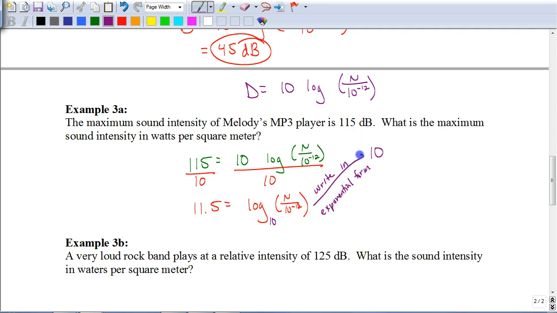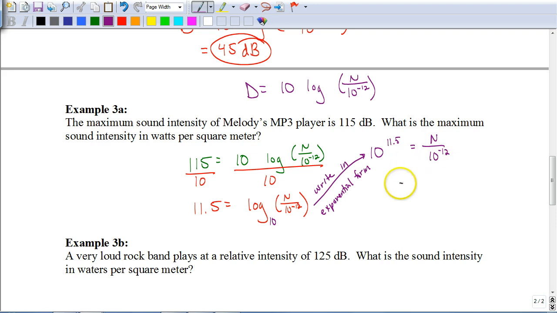So we're going to take and rewrite this in exponential form. So it's going to be 10. Remember, when we have a logarithm, it's equal to the exponent, which is 11.5. And now the log is gone. So it's going to be n divided by 10 to the negative 12th power.